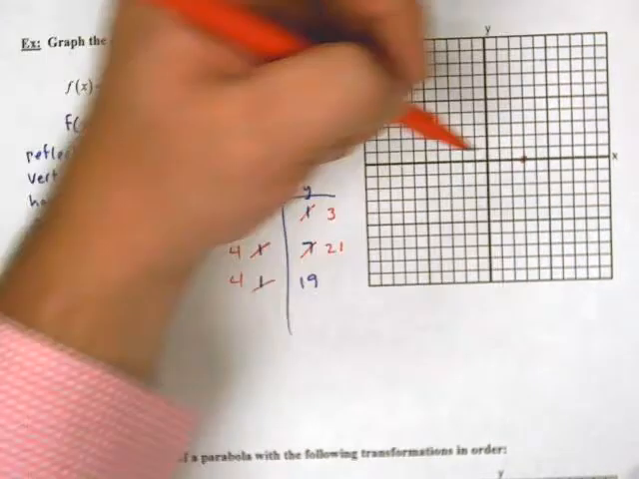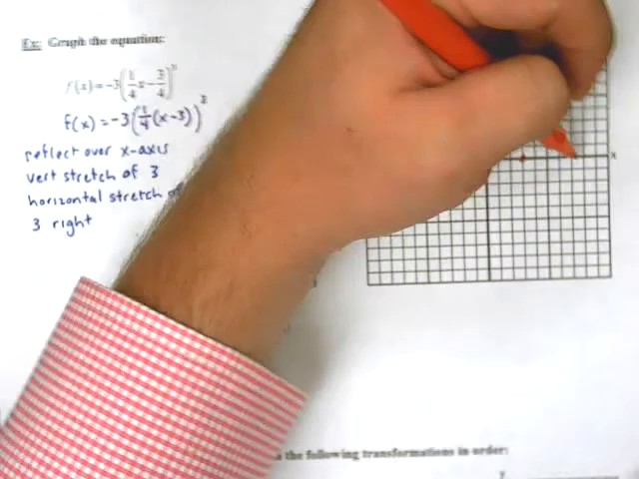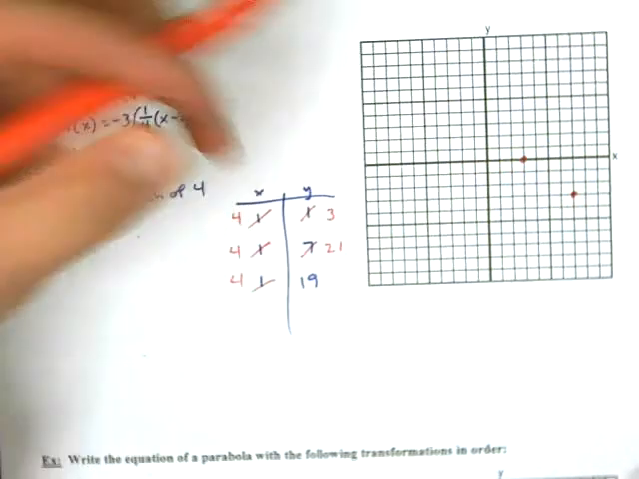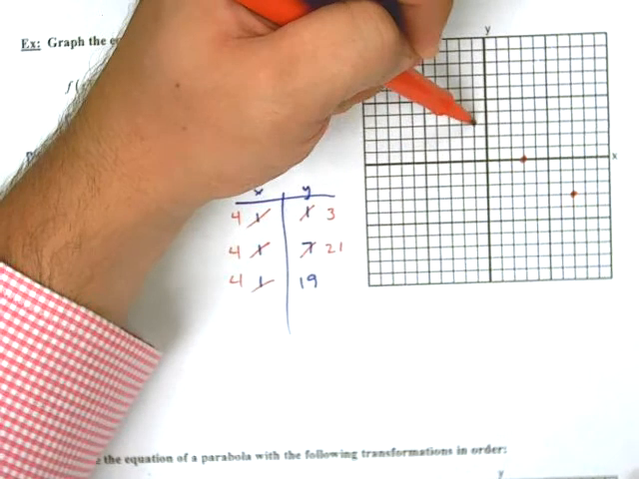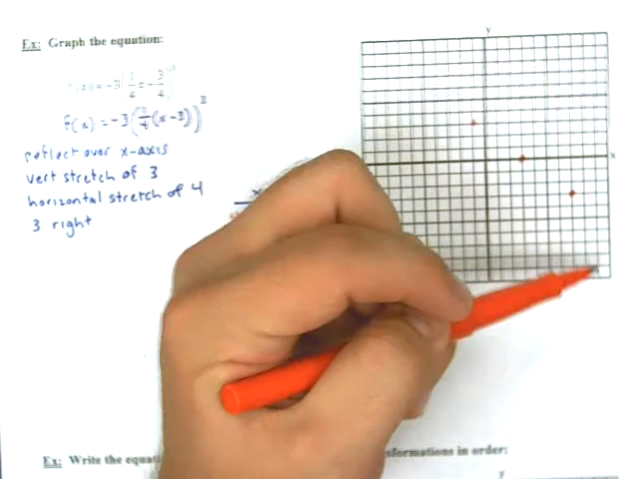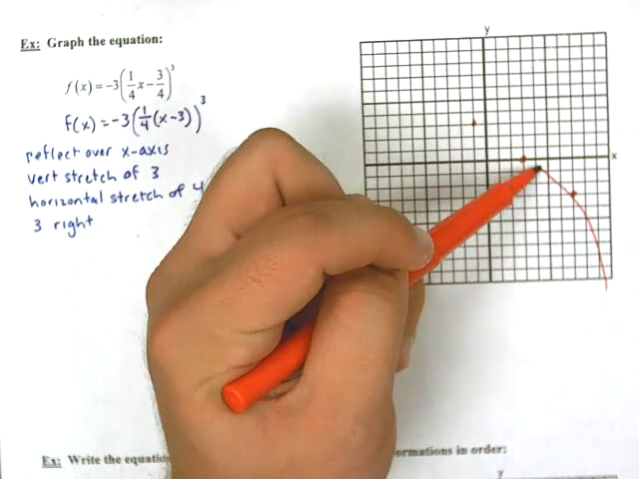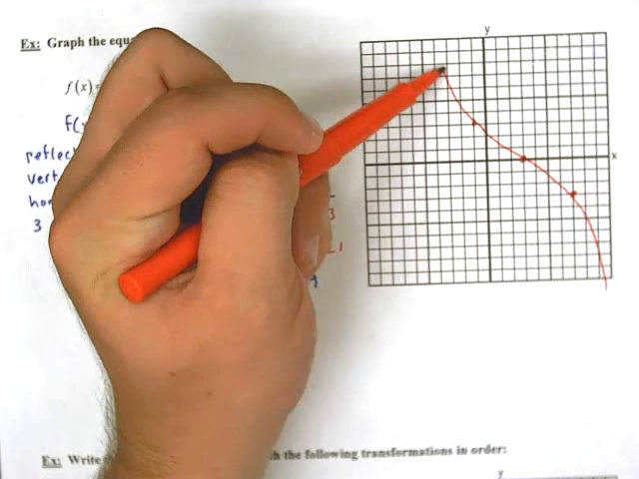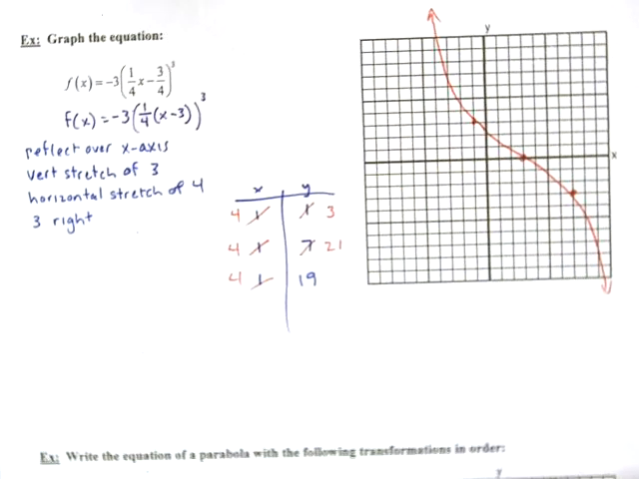So I'm not going to go over 4 up 3. I'm going to go over 4 down 3, or back 4 up 3. And that will give me a decent picture of what this would look like. Okay? Something like that.